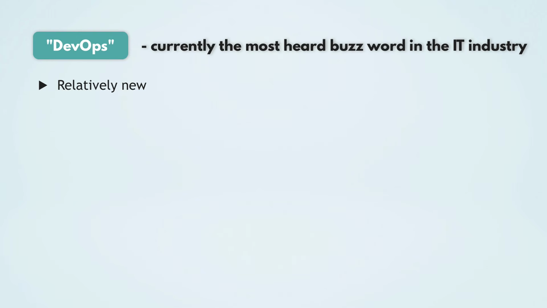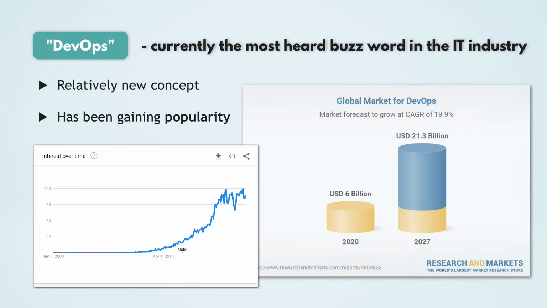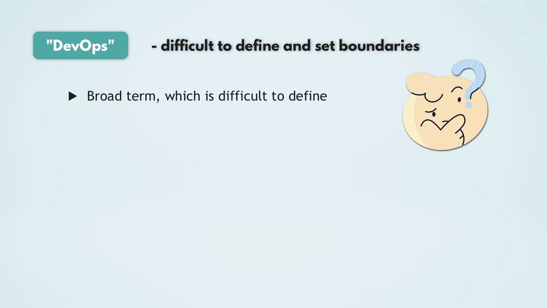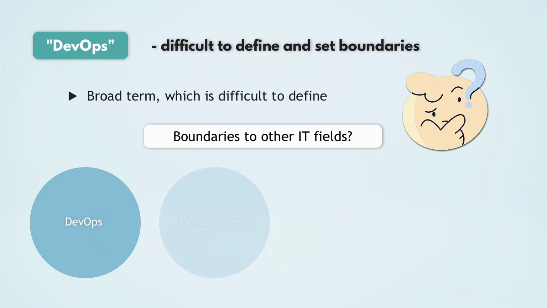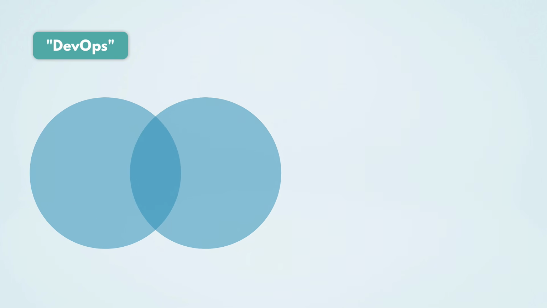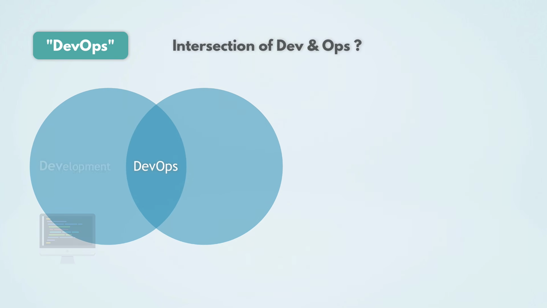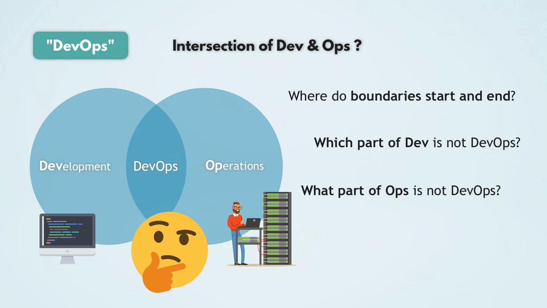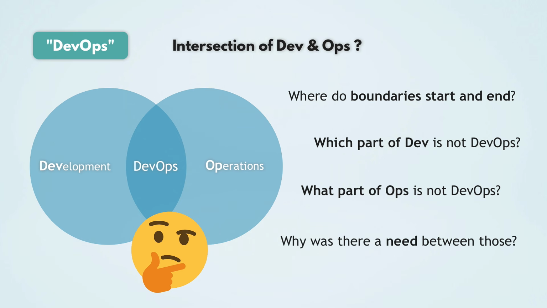Well, DevOps is a relatively new concept which has been gaining a lot of popularity and taking over the traditional way of software development. The DevOps term itself is so broad and includes so many things that it became difficult to exactly define it and clearly set the boundaries of DevOps compared to other IT fields. So it's encompassing a lot of things. The simplest definition is that DevOps is an intersection of development and operations. But where do the boundaries of DevOps start and end? Which part of development is not DevOps, or what part of operations is not DevOps? And why was there even a need for something between development and operations?